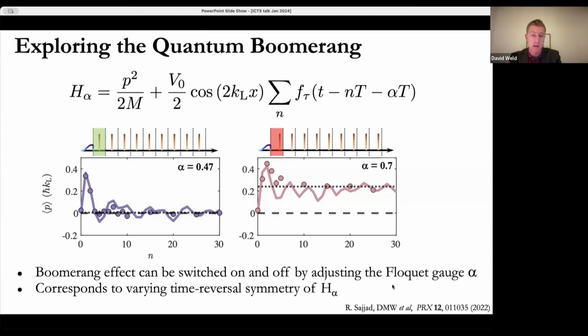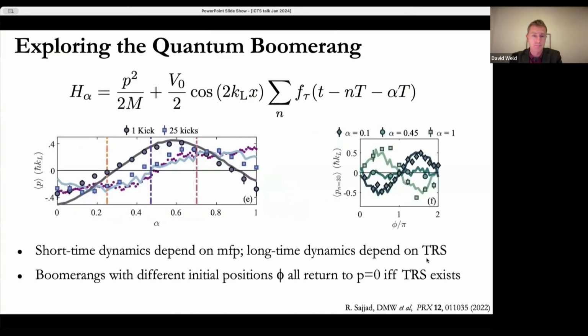Okay. So this is, I would say, varying the time reversal symmetry of the Hamiltonian, and you see that it turns on and off the quantum boomerang effect. And this slide is going into more detail on the same phenomenon. The point of this left-hand plot is it shows, as a function of that Floquet gauge alpha, the expectation value of the momentum after 1 kick and after 25 kicks.